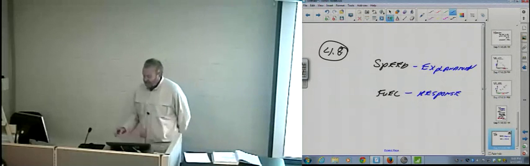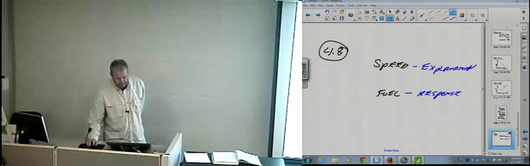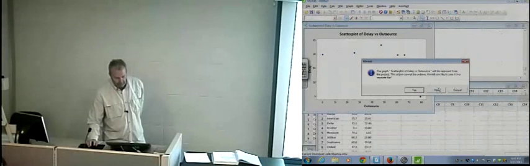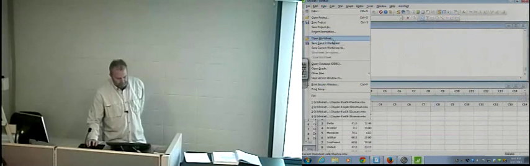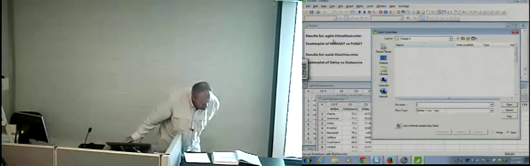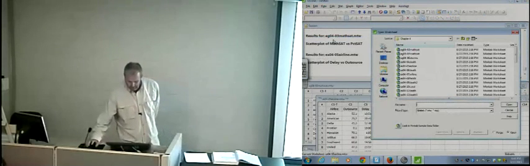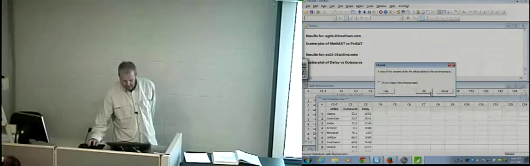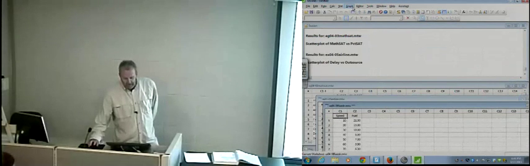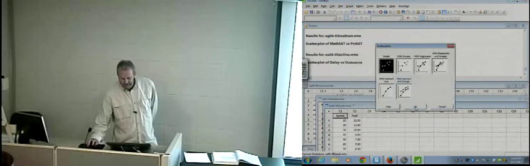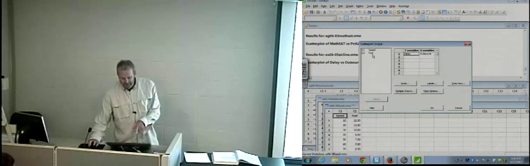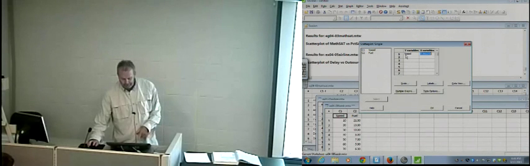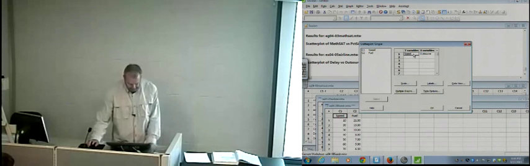Let's make the scatter plot. We're going to make the scatter plot. Simple one still. This time I think fuel is the Y. The speed is the X, right? I thought that.